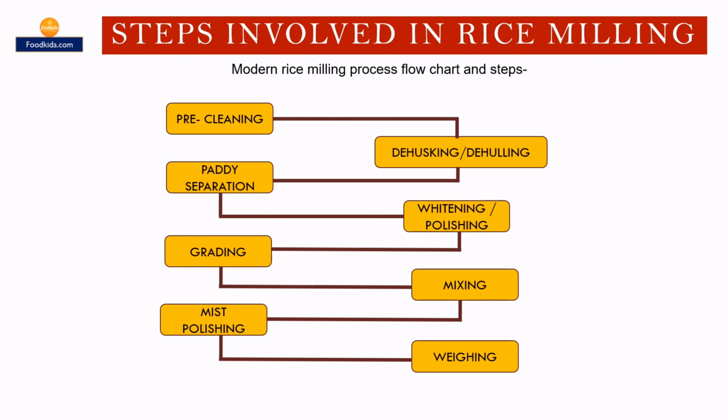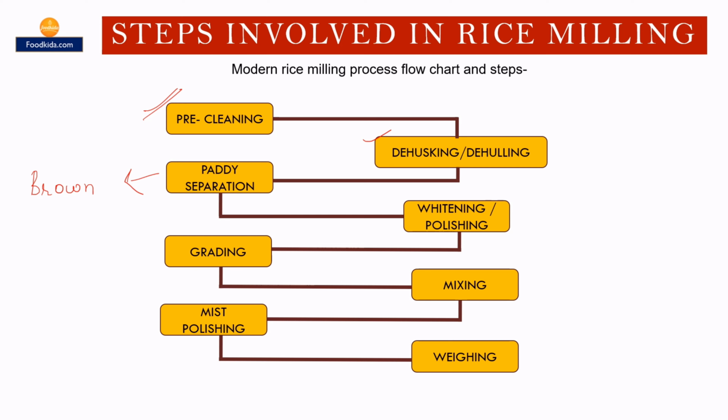Steps involved in rice milling. This is the basic, simple flowchart of the modern rice milling process. Here, first the harvested paddy undergoes a cleaning process to remove impurities, that is the pre-cleaning step, and then husk removal is done, which is called de-husking or de-hulling. After the husk removal, aspiration is done to remove the husk with the help of air, followed by paddy separation, which produces the brown rice. So here brown rice is obtained.